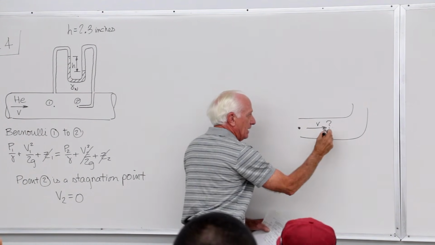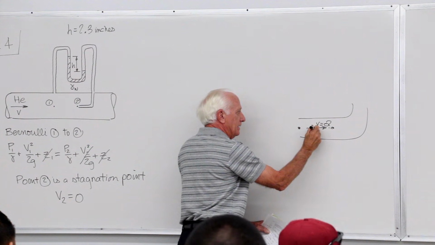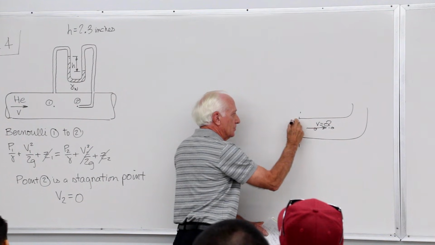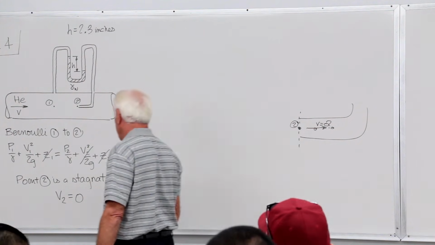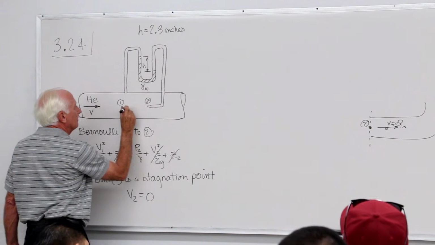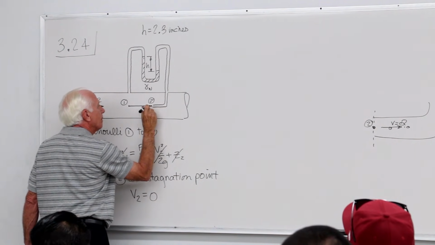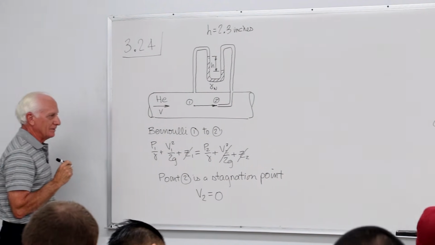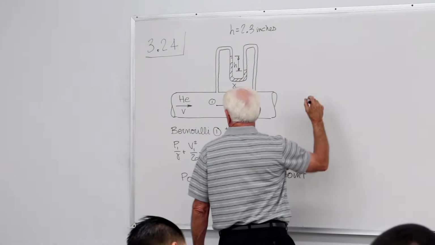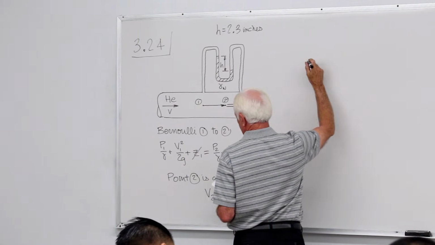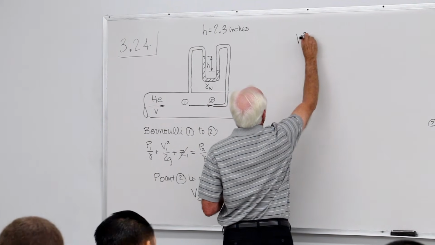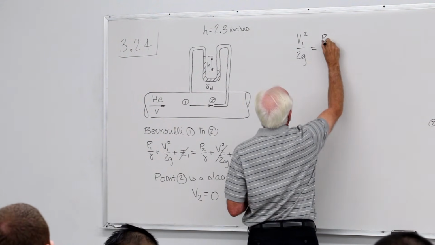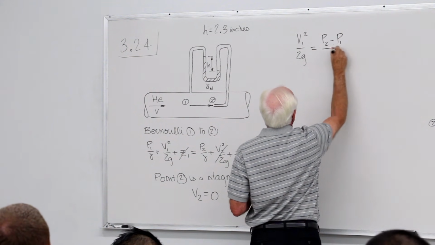Which means if it's static, if it's not moving here, it's not moving there at the entrance to the tube. That's my point 2. So the fluid at point 2 has 0 velocity. Here's my streamline, horizontal, 1 to 2. Okay, the equation now has reduced to something much, much simpler. P1 over gamma plus V1 squared over 2g is equal to P2 over gamma, so V1 squared over 2g is equal to (P2 minus P1) over gamma.